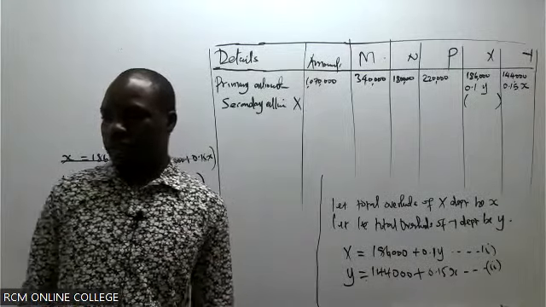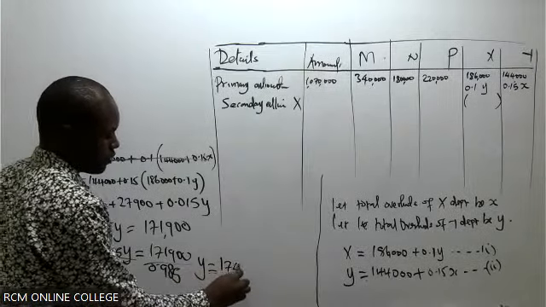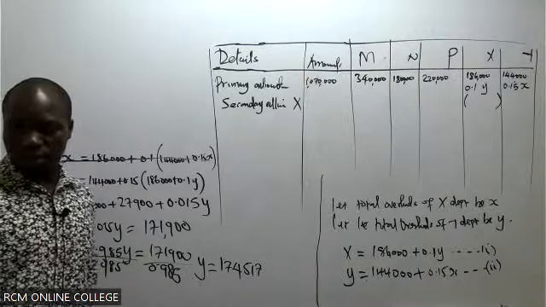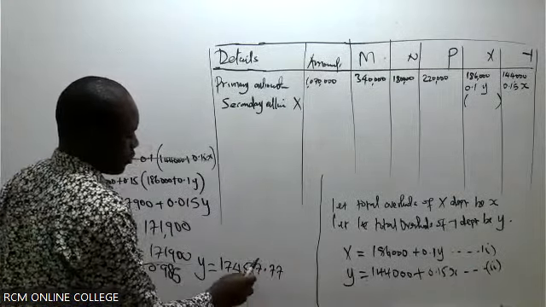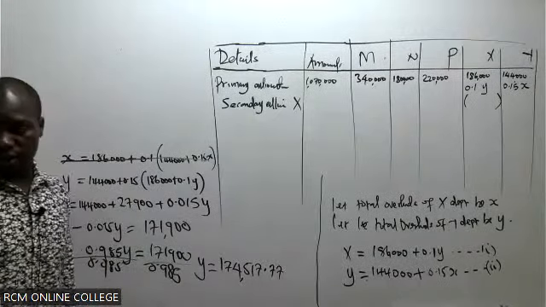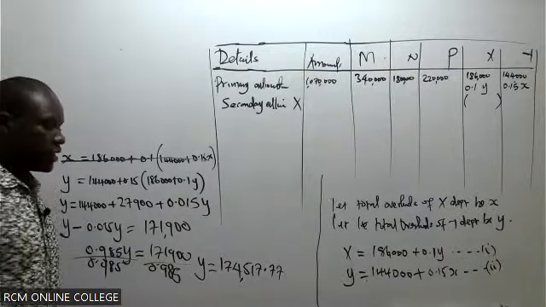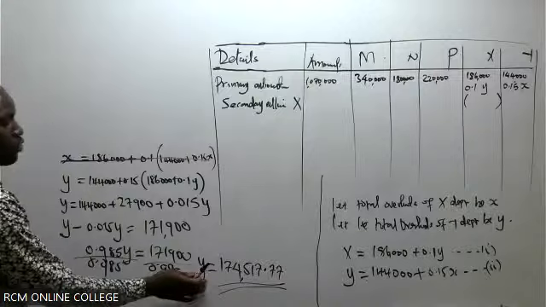174,517.77. Is it 77 or 78? 0.77. Okay. That's what we have as the value of Y. Y is equal to this.